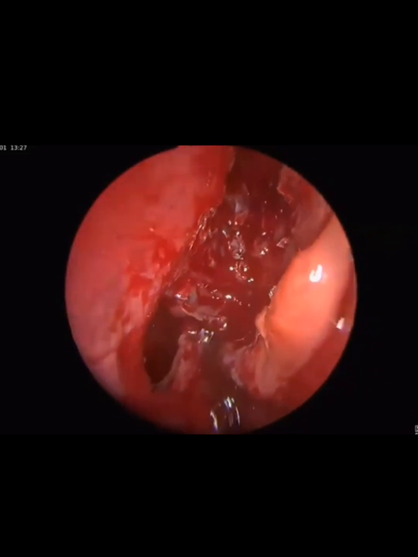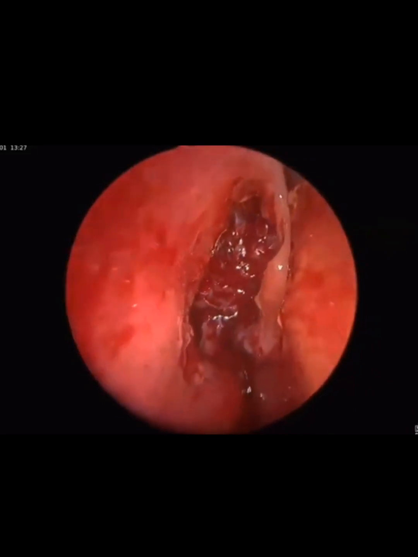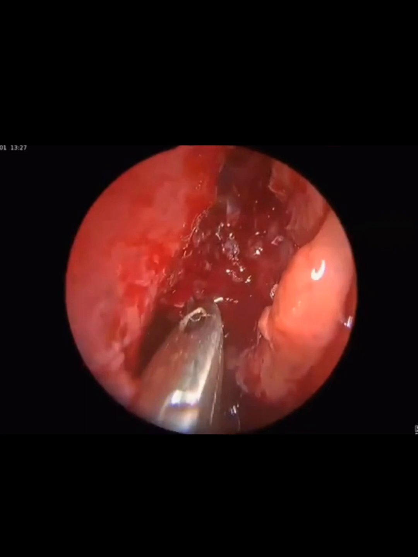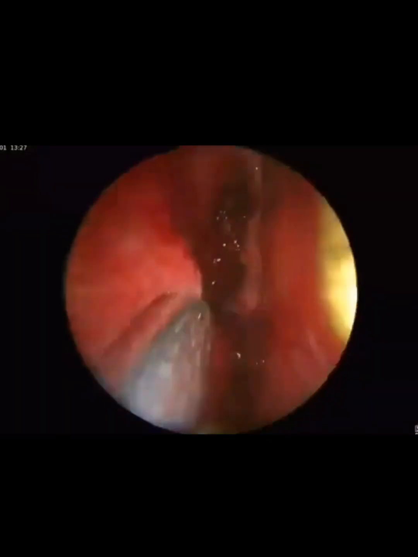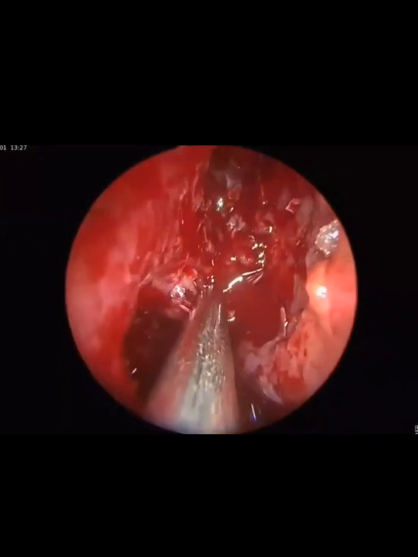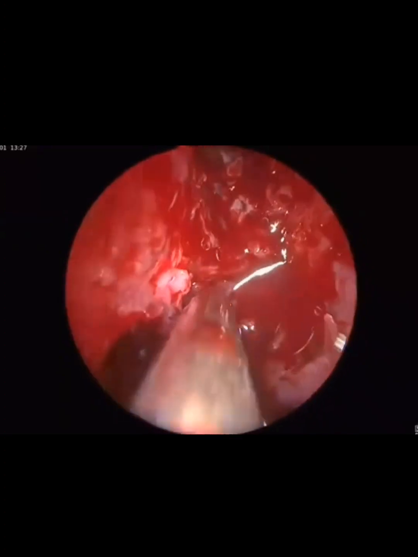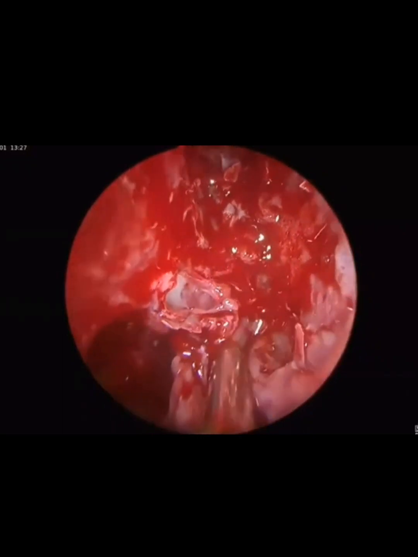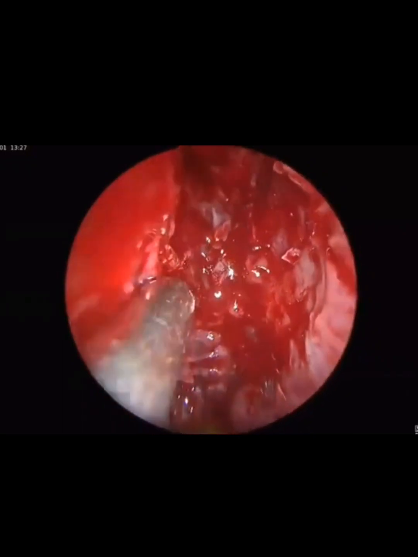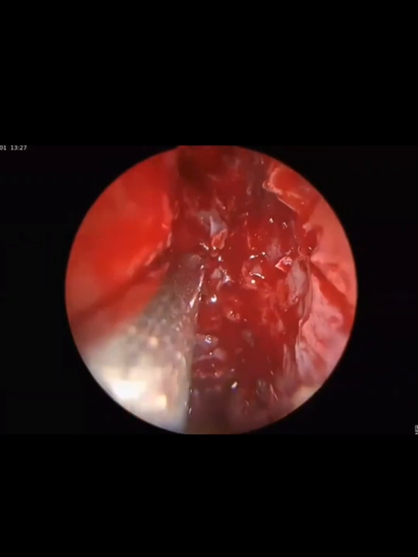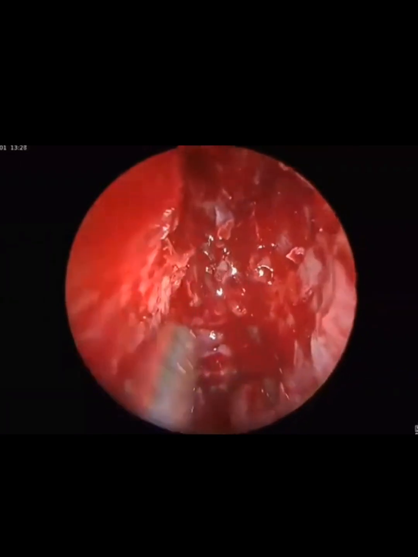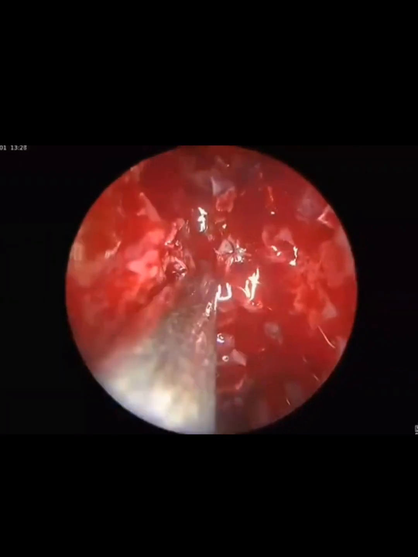What happens if we breach the lamina and fat comes out? For the benefit of juniors, don't pull the fat, okay. Don't push the fat and don't pull the fat. Leave it there. It will fibrose in about 7 days. So don't panic if the lamina is breached. Nothing will happen.